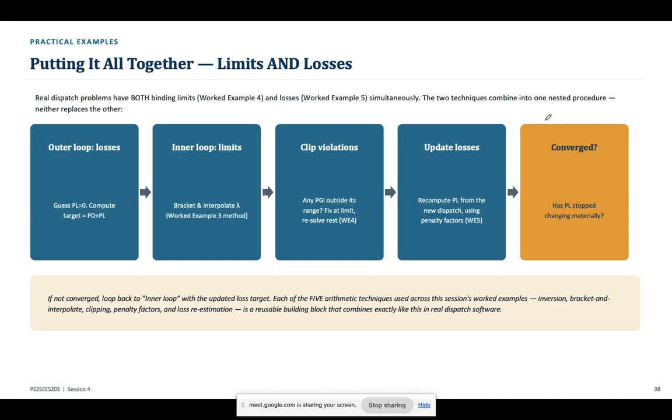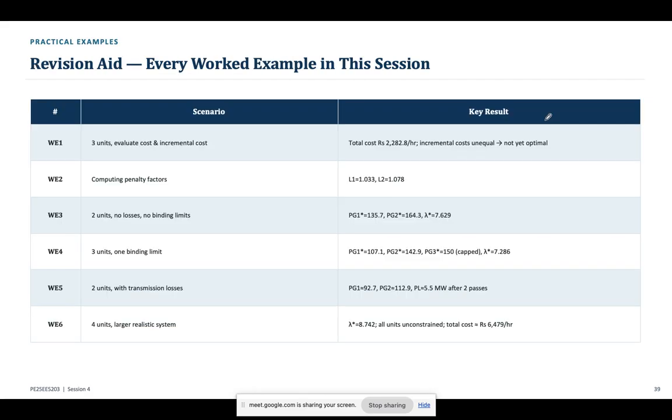So the five practical building blocks on this slide, what you are seeing here, are worth remembering as a sequence. See, invert the incremental cost equation, bracket or solve for lambda, clip the active limits, account for penalty factors or loss effects, and recalculate losses until stable. A modern software implementation may look very different internally, but these are the ideas represented by the classical formulation.